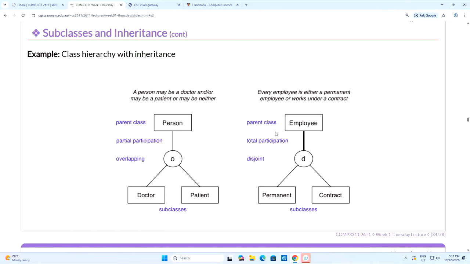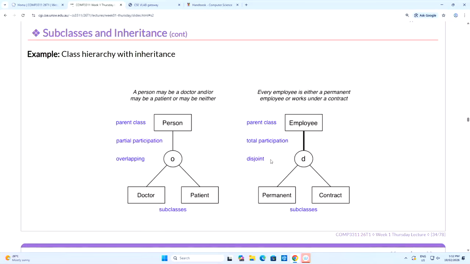And all of the companies, they can be divided into permanent or contract. So in their company, they make this distinction that you're either permanent or contract, and you cannot be something else. There's no middle ground. So basically, there's no casual workers in this company. You're either full-time permanent or you're contract.